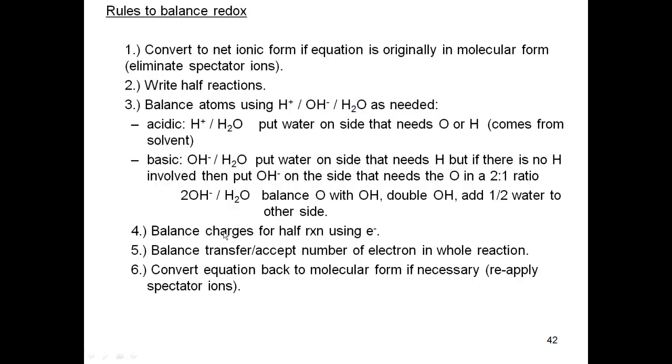Next, you will balance your charges for half reactions using electrons. So I balance my oxidation, balance my reduction, with the number of electrons as separate units. Fifth, I balance the electrons transferred in the whole reaction. In other words, the number of electrons in my oxidation and my reduction has to be the same now. So I multiply by some factor to make that happen. Last, I convert the equation back to the molecular form if necessary. Basically, I reapply my spectator ions.